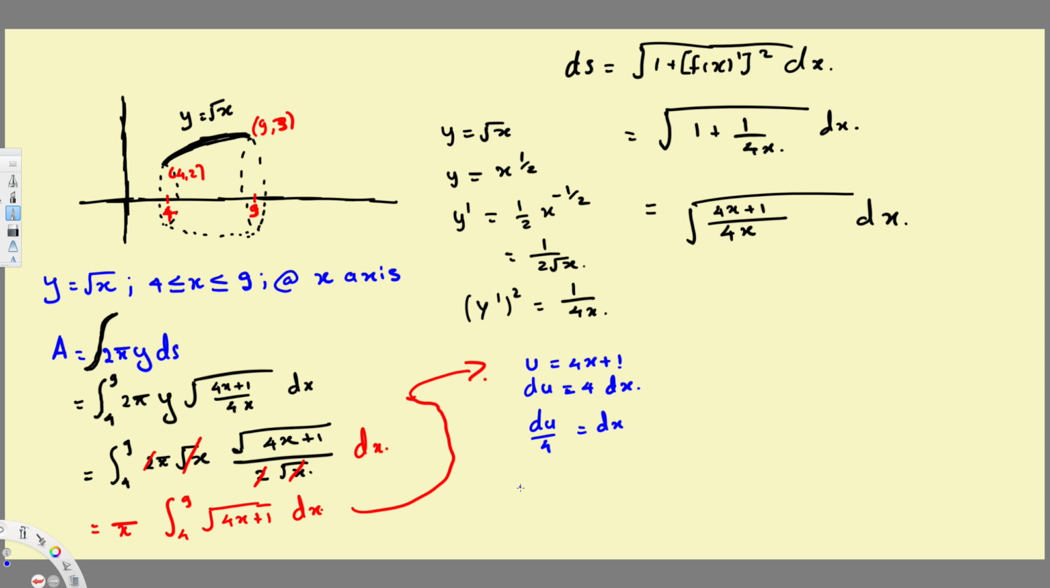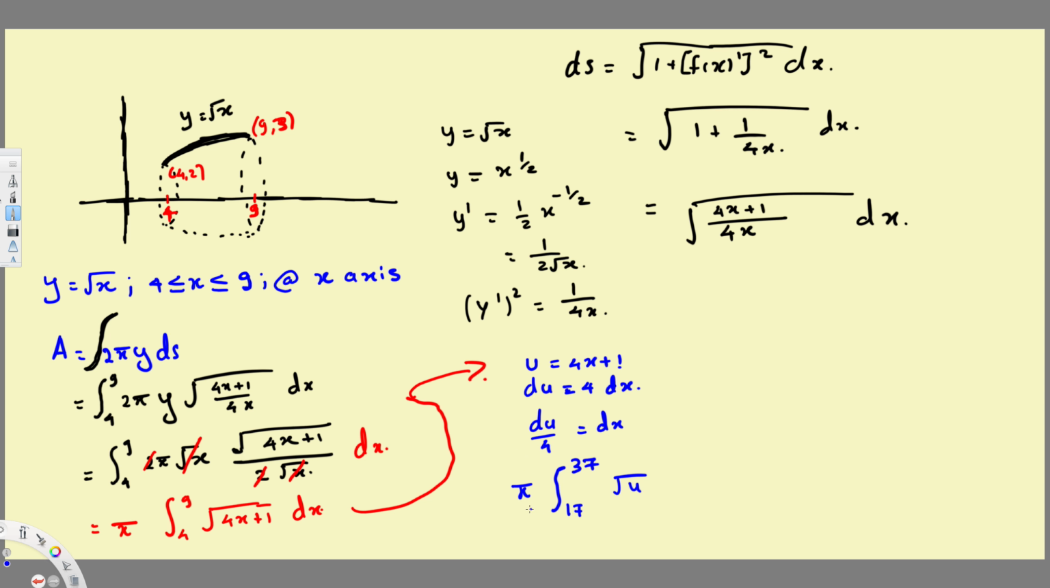So here we are going to have pi times the integral, and it's better to find the new limits of integration, then we don't have to go back. To find the new limits, if I plug in 4 instead of x, 4 times 4 plus 1 gives us 17. So 17 is the lower limit. The upper limit, when we plug in 9 instead of x, is 9 times 4, which is 36, plus 1, that's 37. Then the square root of u, and dx is equal to du by 4.